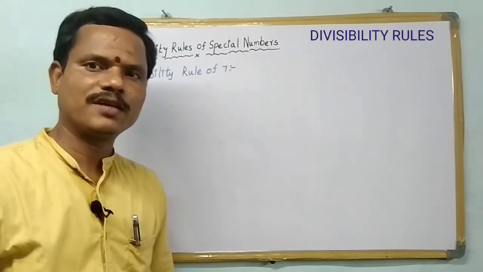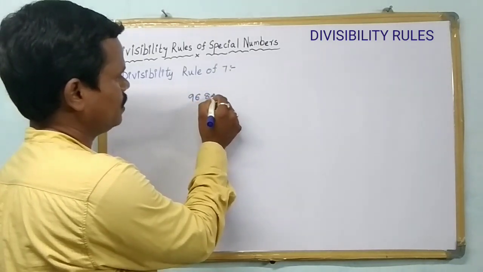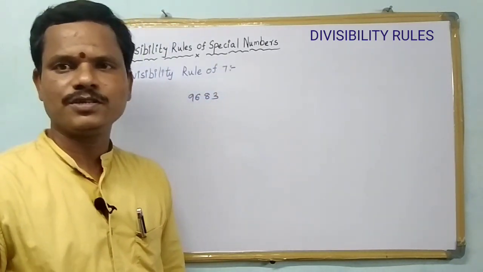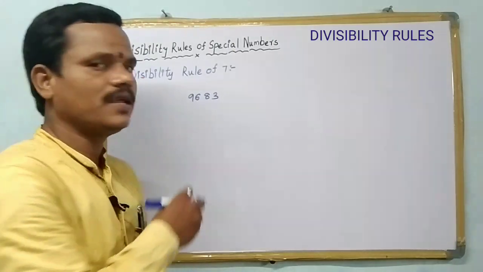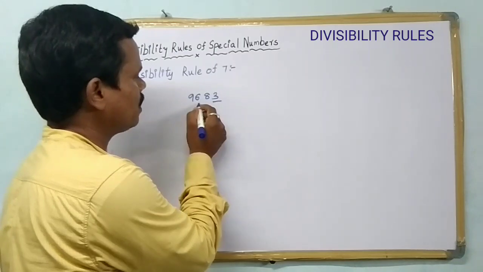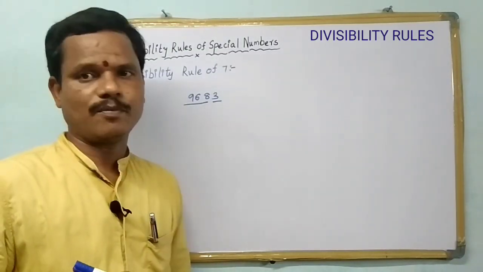Now I am taking one more example: 9683. Is it divisible by 7 or not? Now what is the procedure? Divide the given number into two parts. The unit digit is taken as the first part and the remaining number is taken as the second part.